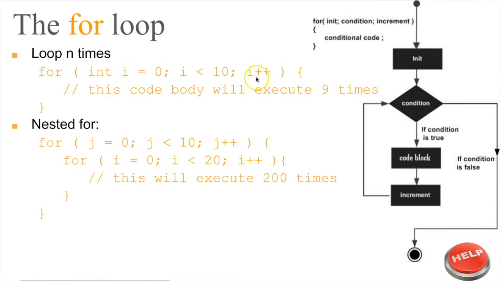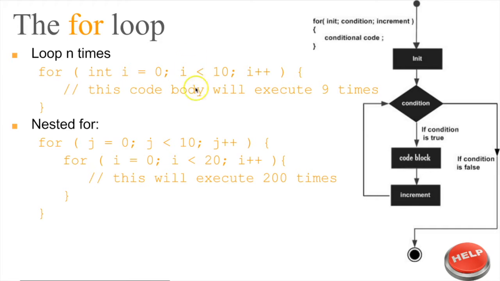And I said I is going to be equal to I plus 1. I increase I. So in other words, I is going to start off 0. This loop is going to continue while I is less than 10. And every time it goes around the loop, I is going to increase by 1. So in other words, this will go from 0 to 9.